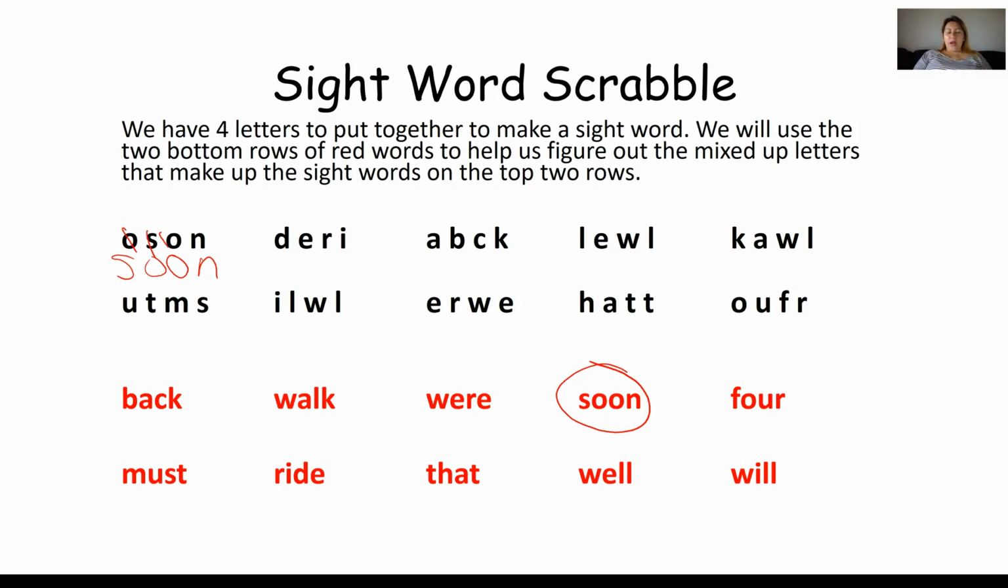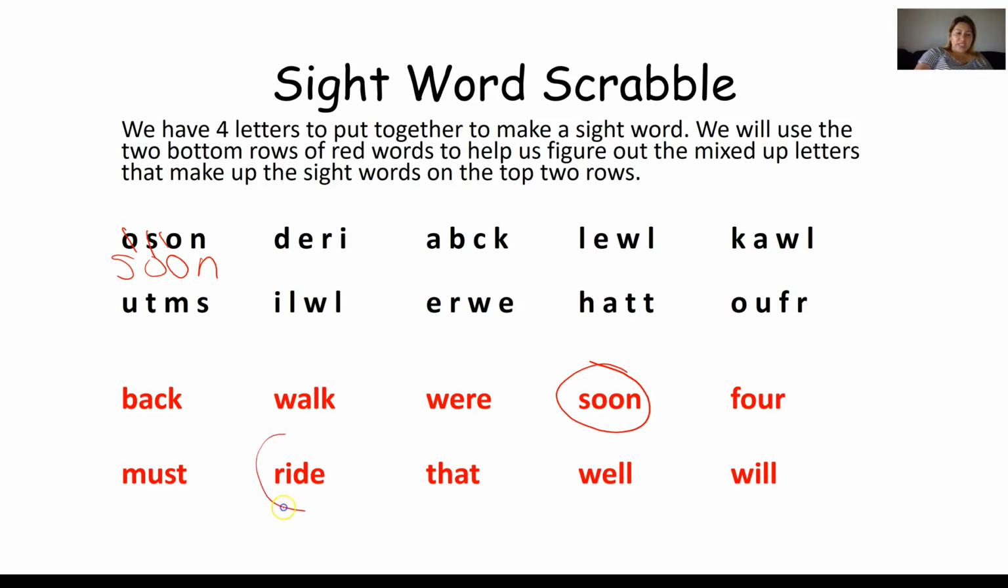All right. So our next one is D-E-R-I. So let's look at the red sight words at the bottom. I don't see a D in the first one. Not here. Not here. We see a D here. I also see an E. I also see an R and I see an I. I think we found it.